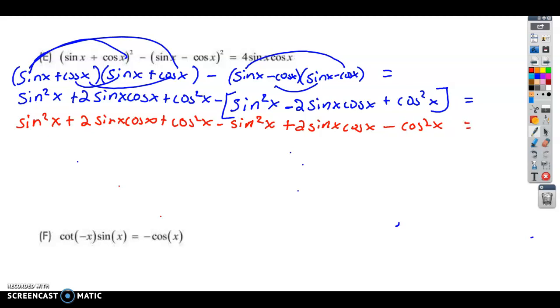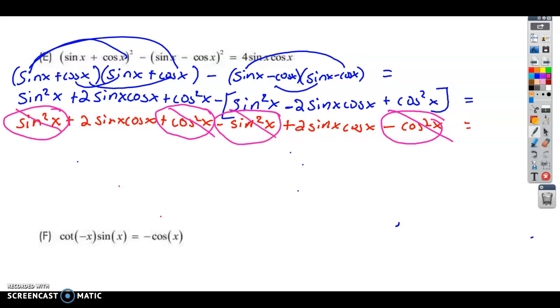I'm glad I stopped doing what I was doing because I've got a plus cosine squared and I've got a minus cosine squared. Bye-bye. I think I've got the same thing for a sine. Yep, I do. Sine squared and a minus sine squared. Bye. Look at that. Oh, that's all we need. 2 plus 2, 4 sine of x cosine of x equals, because that's simplified to that, 4 sine of x cosine of x. Boom, baby.